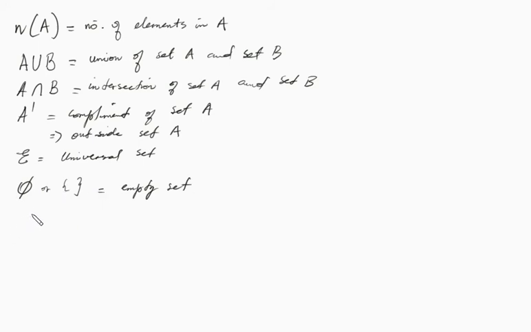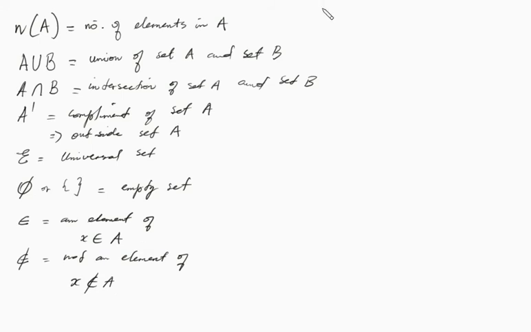We have this one. Oh, how could I forget this one? The main man here. An element of. So you have X is an element of set A. This symbol means an element of. Now we have this one, which means not an element of. If X is not an element of set A, that means X is not found in set A. There is no element X in set A.